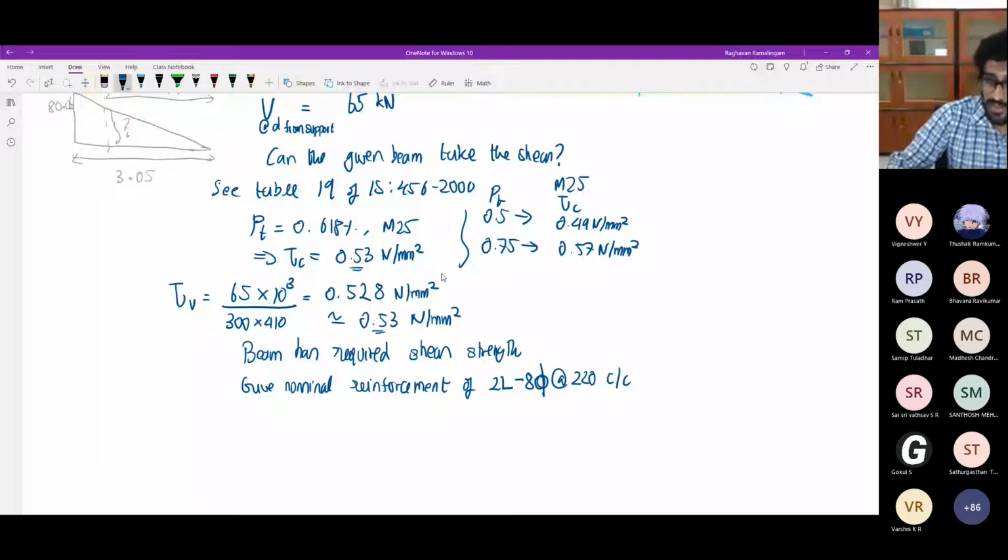So the cross section of your beam would then look like this. Okay, so we had 4 numbers of 16 mm bars at the bottom. Now we've also given a stirrup. Okay, so to keep up your stirrups, you need to give some hanger bars. Otherwise, your stirrup will not stay. Okay. I'll also show you SP34 for this.